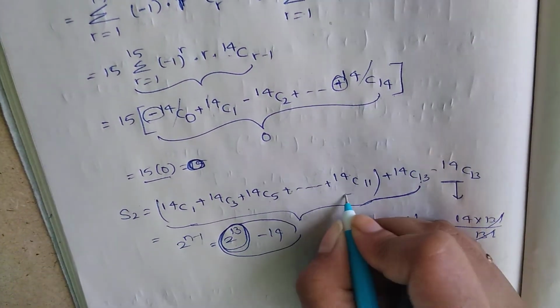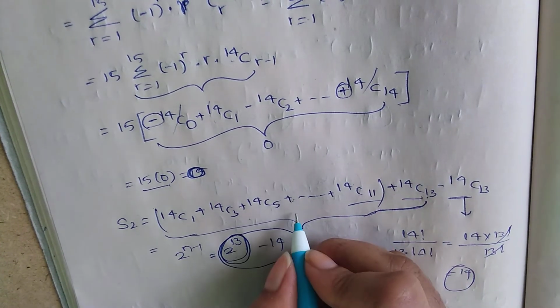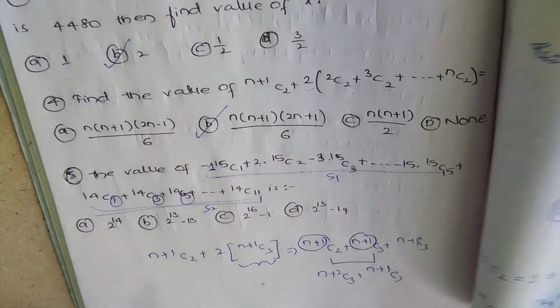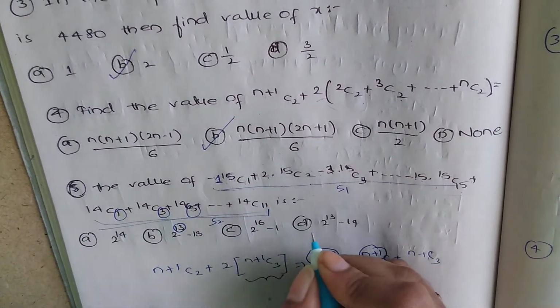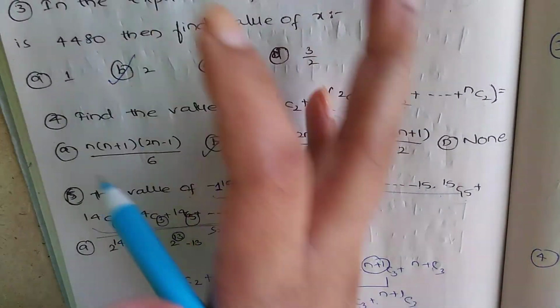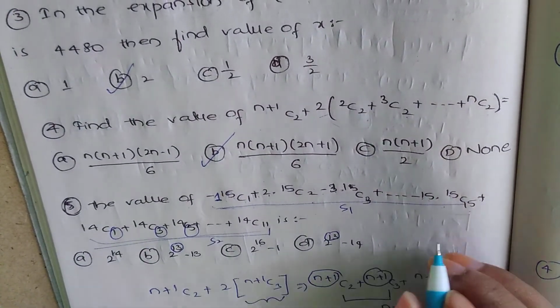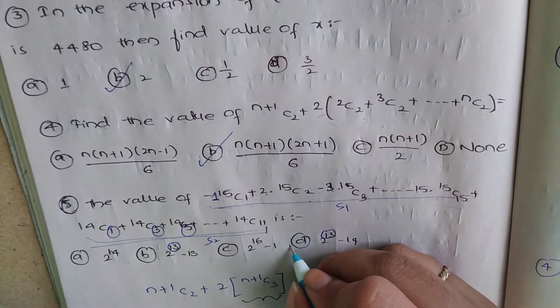See why I have added and subtracted it. You can put it like this also. But see, in the options it is 13. 16 anyhow is not possible, 14 is not possible. So I have added and subtracted. This is the reason. Yes, it is option D.